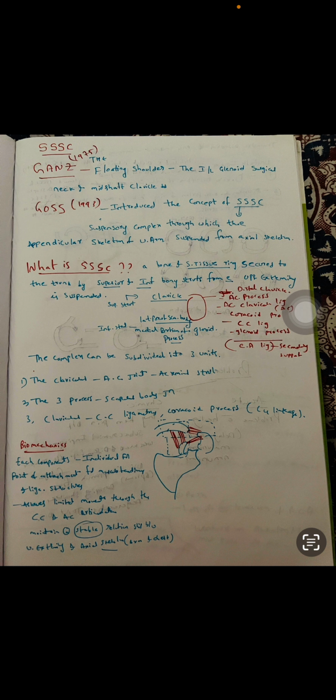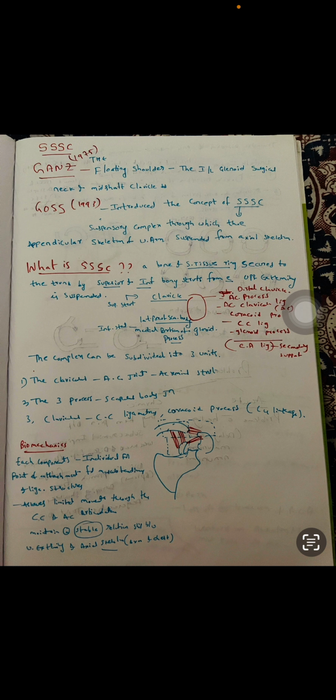It is the suspensory complex through which the appendicular skeleton of the upper arm is suspended from the axial skeleton, that is, the chest. What is the superior suspensory shoulder complex? It is a bone and soft tissue ring that is secured to the trunk by superior and inferior bony struts from which the upper extremity is suspended. What is SSSC? SSSC is the bone and soft tissue ring secured to the trunk by superior and inferior bony struts from which the upper extremity is suspended.